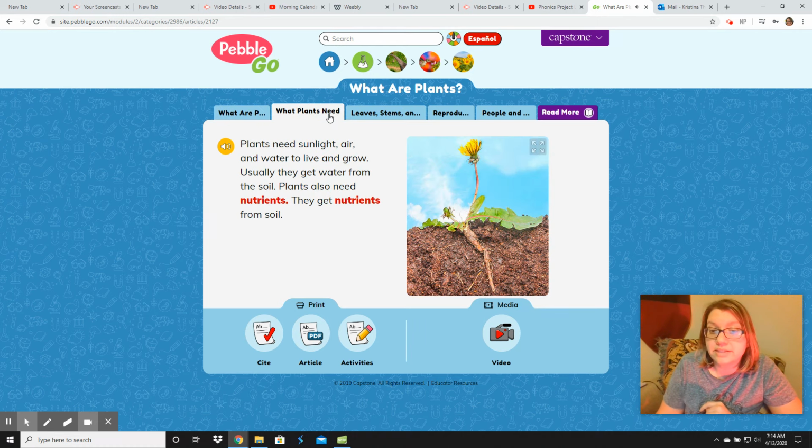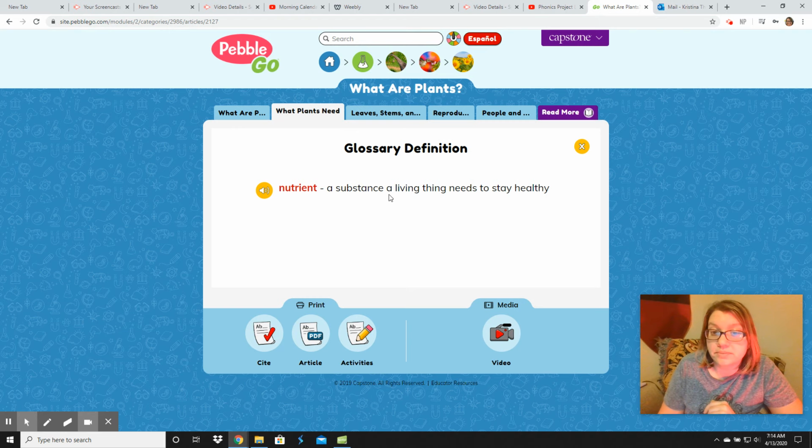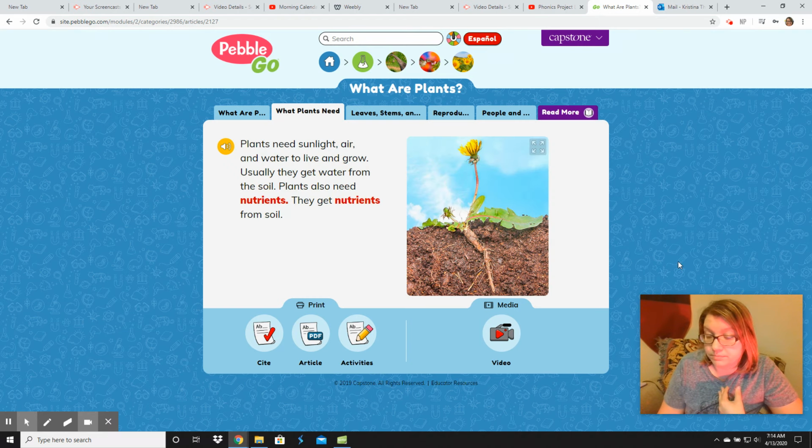Plants need sunlight, air, and water to live and grow. Usually they get water from the soil. Plants also need nutrients. They get nutrients from the soil. Let's see what nutrients are. A nutrient is a substance a living thing needs to stay healthy. Where do we get our nutrients from? Not from dirt. No, we get our nutrients from our food that we eat, or our vitamins, or our drinks like water or orange juice.